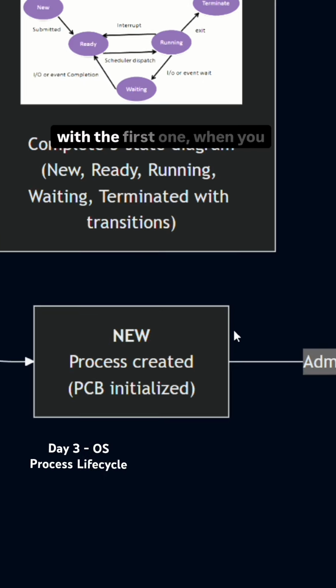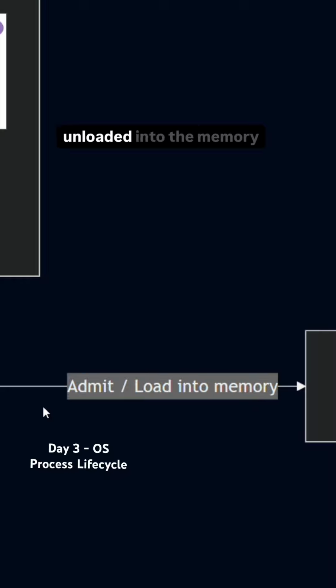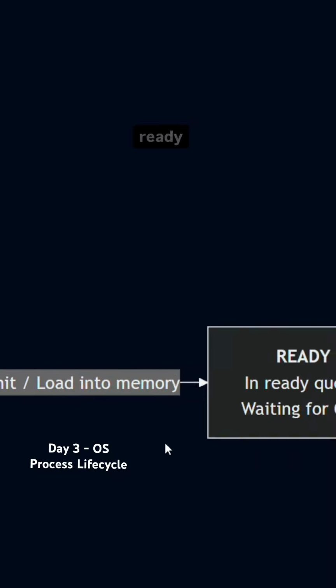So let's start with the first one. When you start a program, like opening a browser, the operating system creates a process. It sets up something called the process control block. It's like an ID card for the entry of the process. It's not ready to run yet, it's just a shell. Then it will be admitted, loaded into memory, and moved to the ready state.